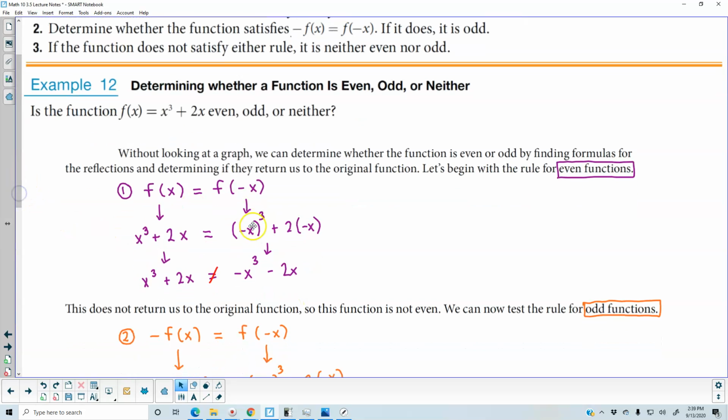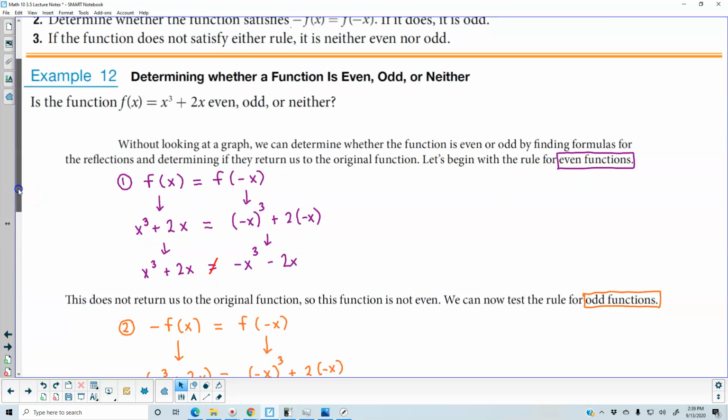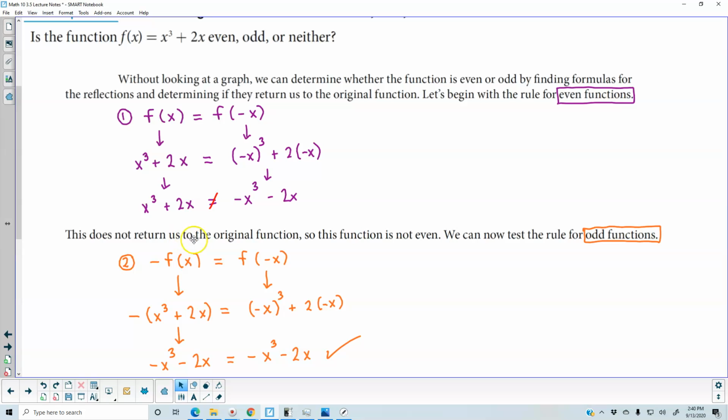That tells us it's not an even function, because both of these would have to be equal to each other for it to be even. Again, this does not return us to the original function, so this function is not even.